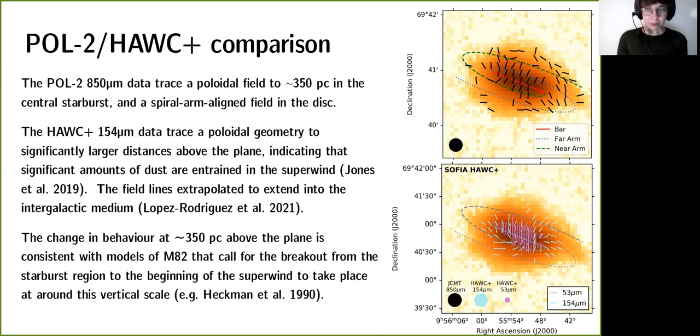But coming back to the POL2 data, the fact that we see this change in behavior from poloidal to toroidal at around 350 parsecs above the plane is very consistent with models of M82, which call for the breakout from the starburst region to the superwind to occur at more or less this vertical scale height. So again, all of this nicely backs up expectations of how this galaxy should behave.